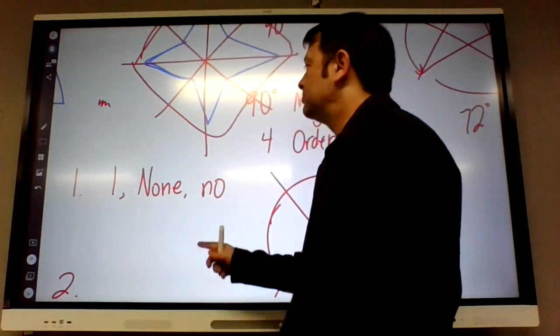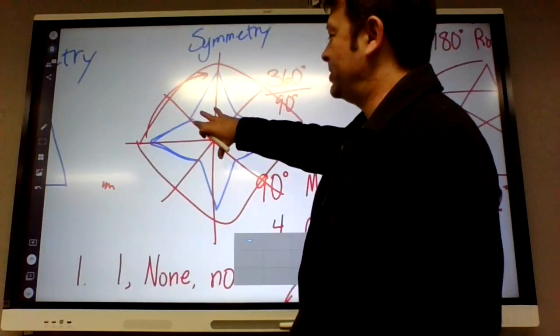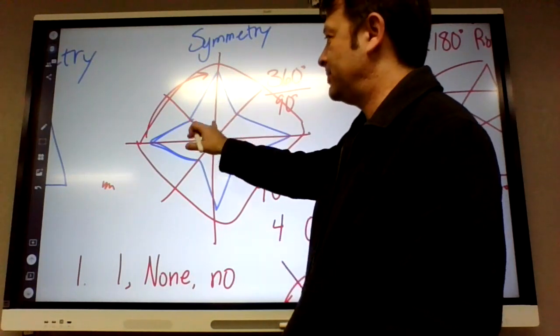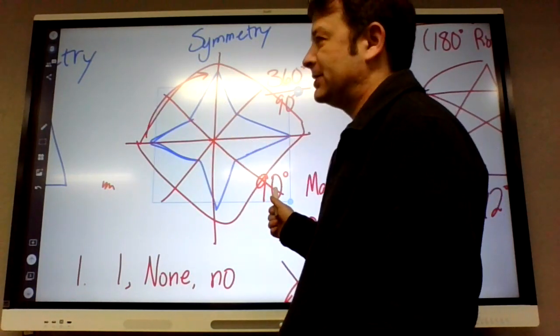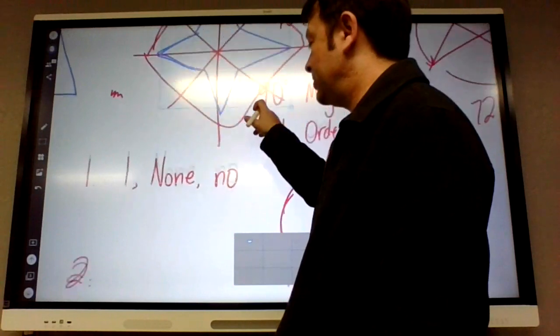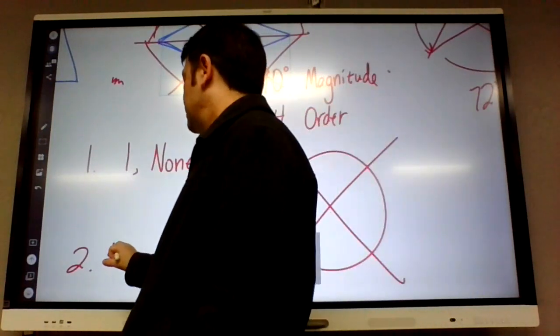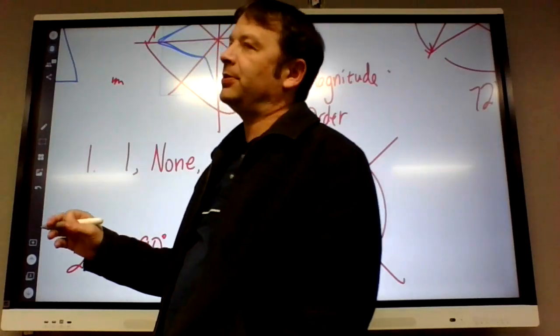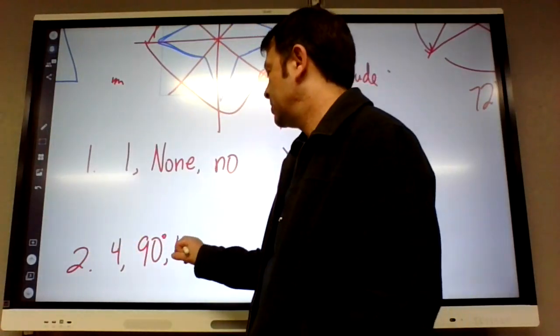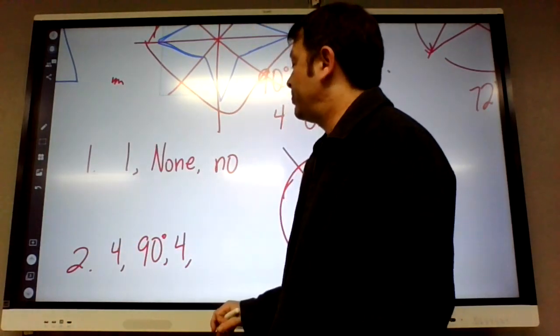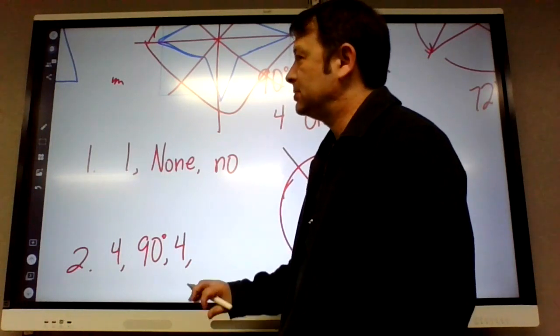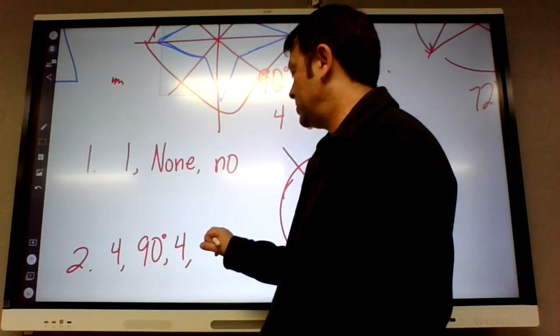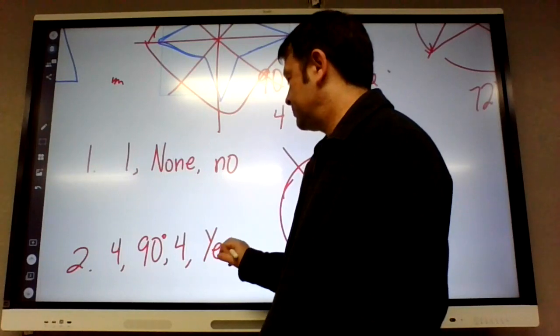We already talked about this, guys. How many degrees would you have to rotate this? 90. Okay, 90 degrees is the magnitude, which means the order is what? You gotta say the order also. 4. And does it have point symmetry? Yes. If you rotate it 180, it looks the same.